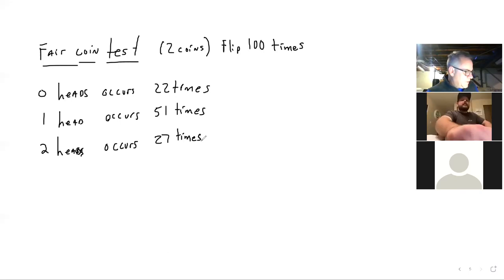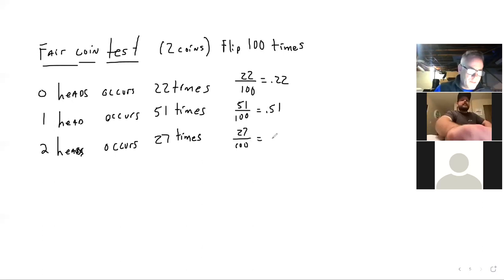Okay. So now, if I were to look at the relative frequency, here I would be looking at 22 out of 100, which is 0.22. Here, 51 out of 100, and that's 0.51. And this would be 27 out of 100, which is 0.27.